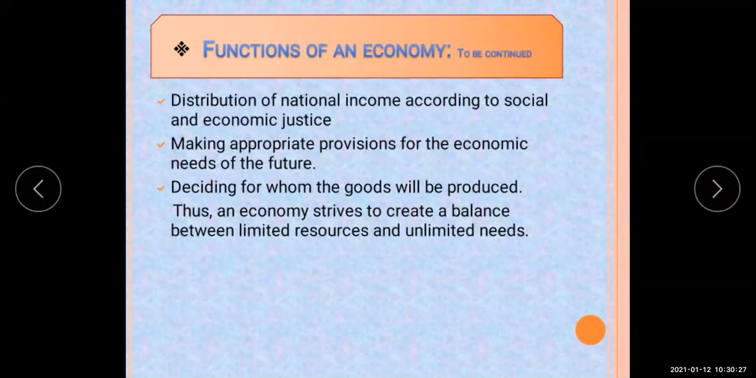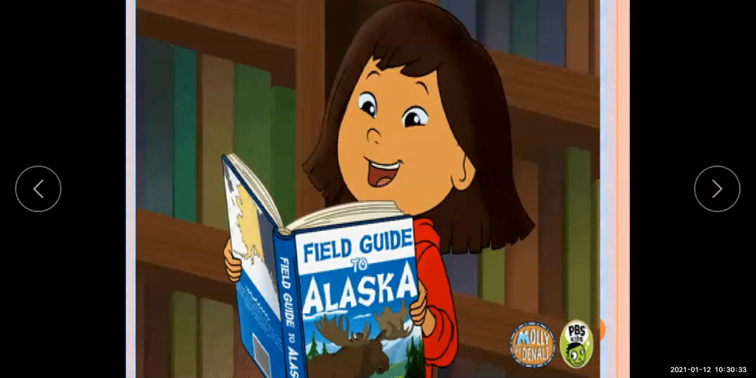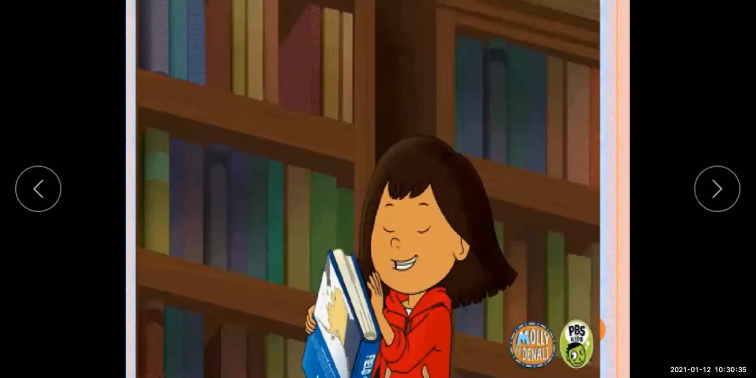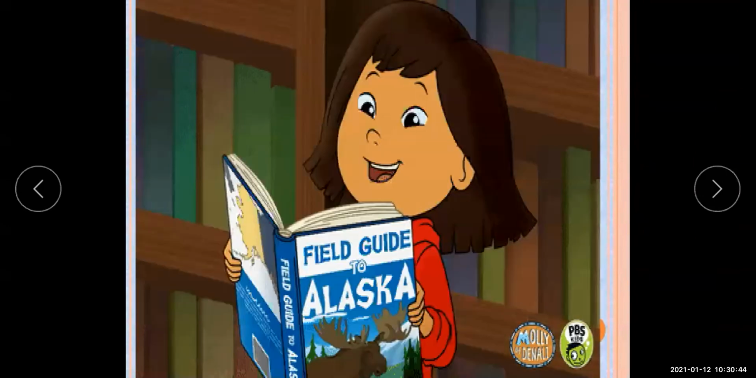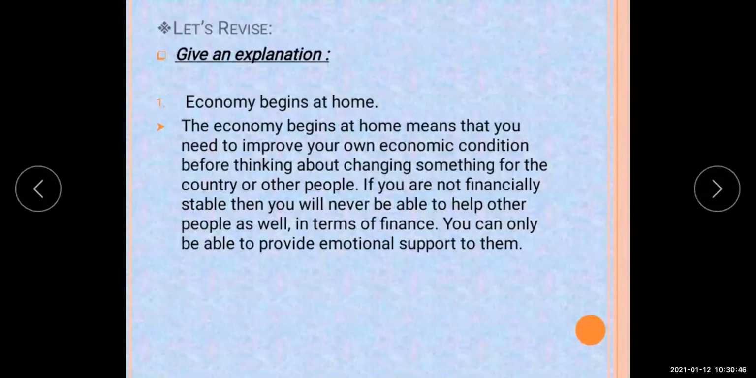Okay, so this was about the functions of an economy. Now we are going to revise all the points we have studied in the second part of the chapter. We are going to revise with question and answers, students. Okay, the first is: economy begins at home. You remember, students, we have studied income and expenditure and that activity. So this is the answer for that.